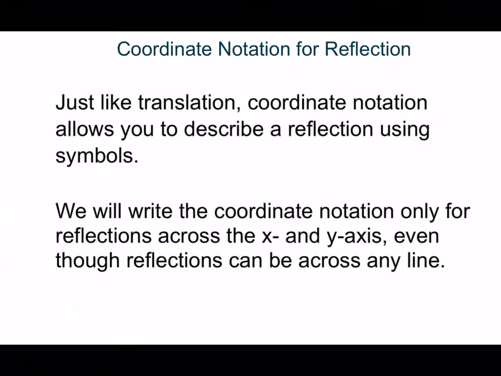We're going to continue talking about coordinate notation for reflection. And just like with translation, coordinate notation allows you to describe a reflection using symbols instead of words. We will write the coordinate notation only for reflections across the x and y axes. Even though, yes, reflections can be done across any line, we are only going to be writing the coordinate notation for reflections across x and y axes.